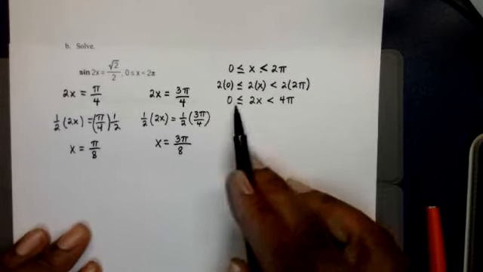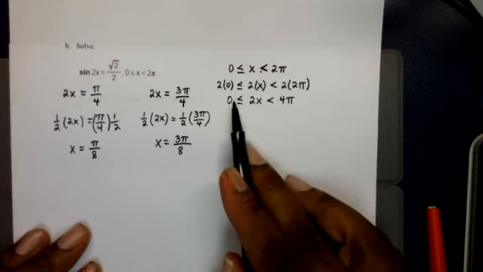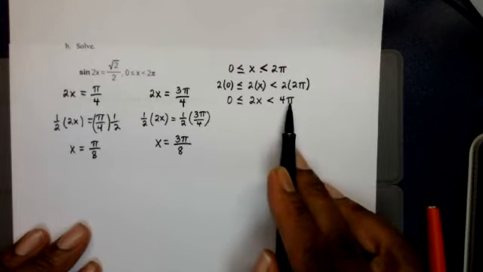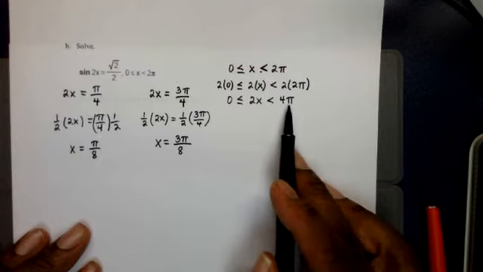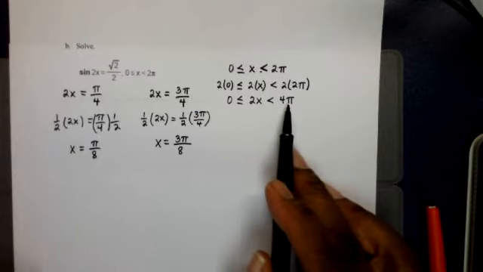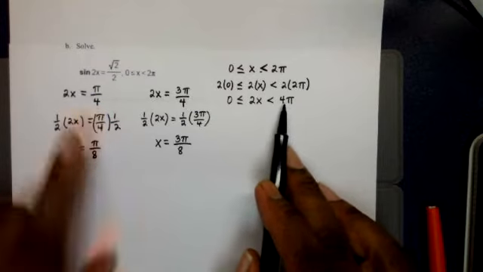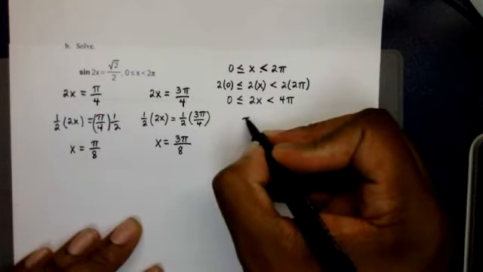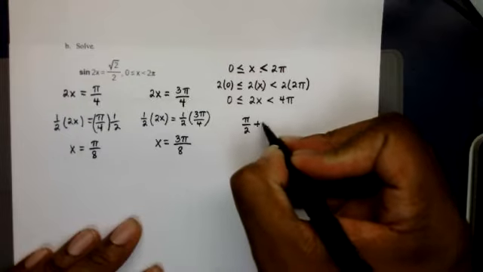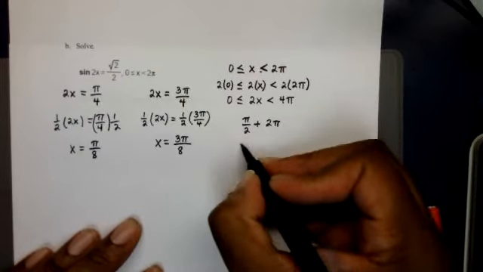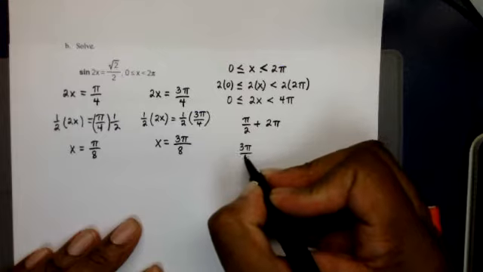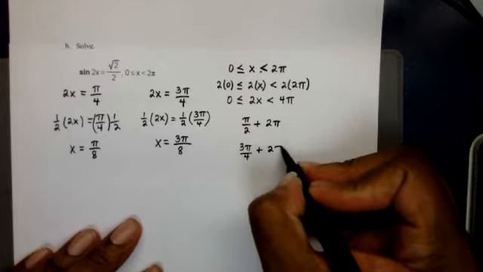And also something else we can do here. Since this is from 0 to 4 pi, that means we can add another 2 pi here. Since 2x is equal to pi over 4, we can also do this, add another 2 pi, and then for 3 pi fourths, we can add another 2 pi.